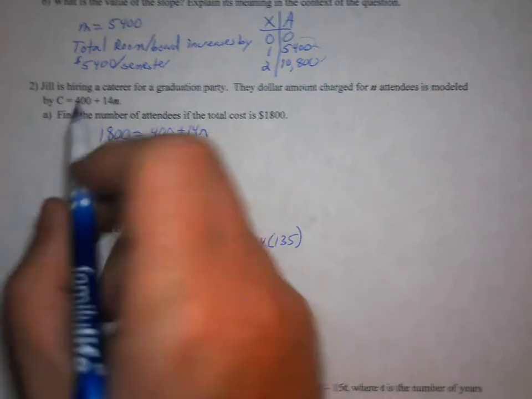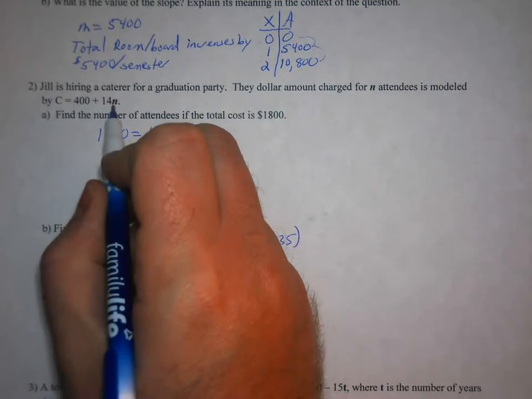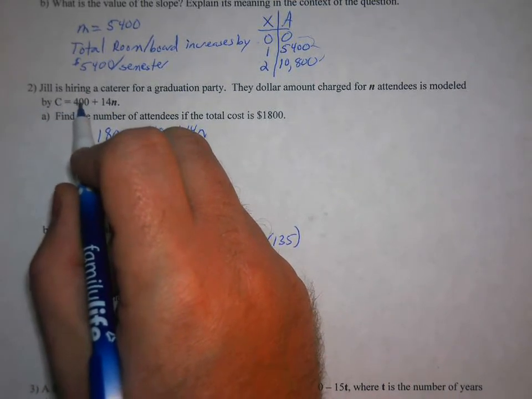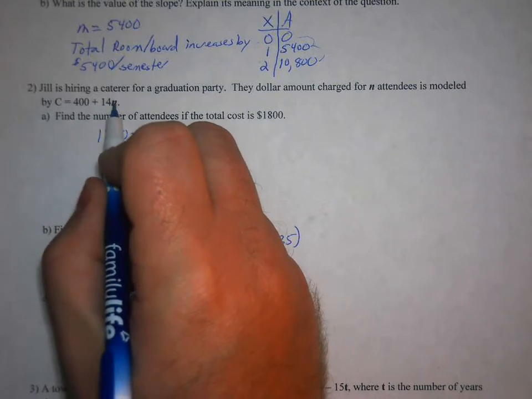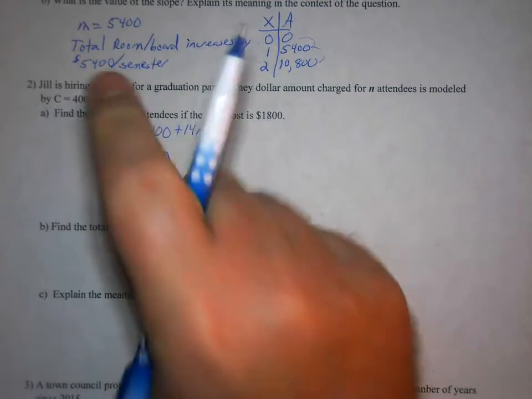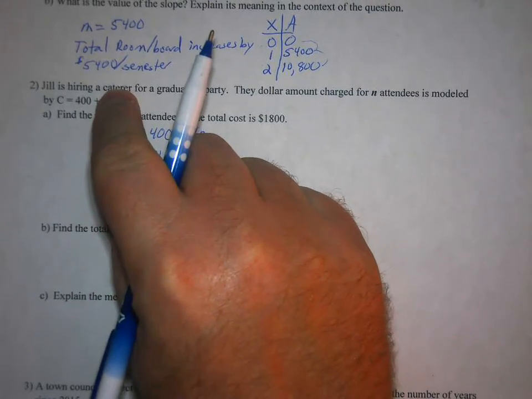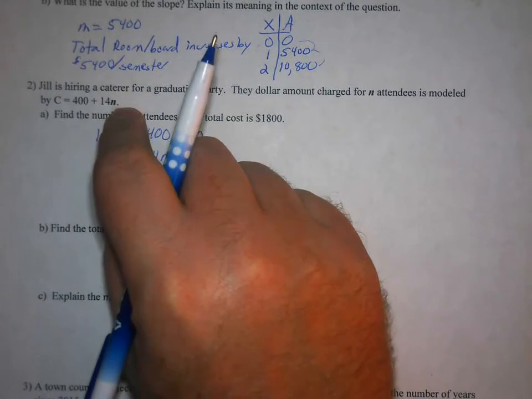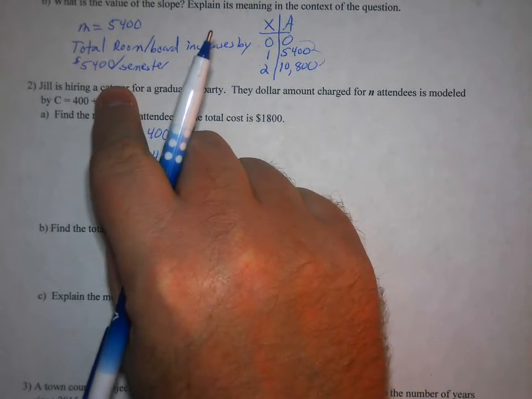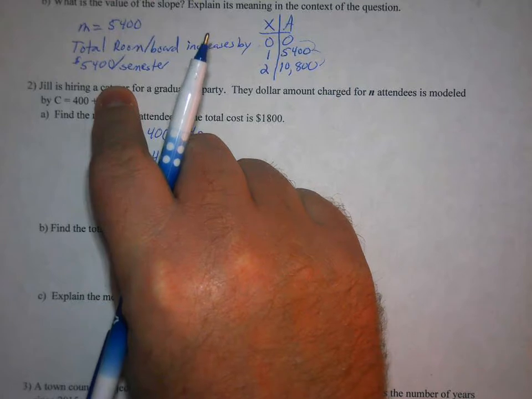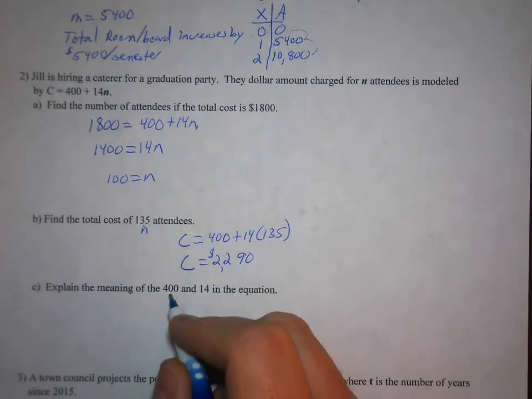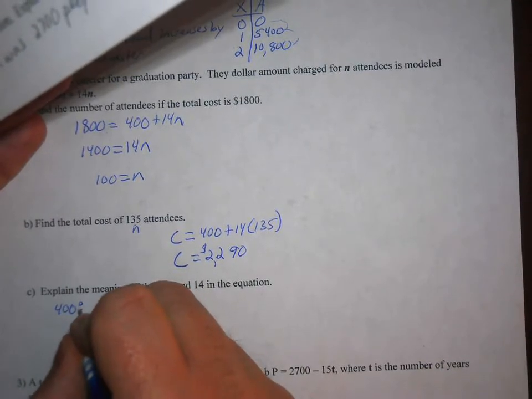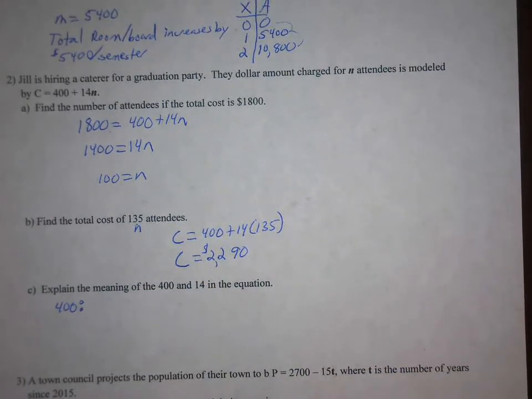Well, if we look at C equals 400 plus 14N, they're telling you the total cost starts at 400 and then adds $14 for every N. So if N was 0, basically meaning nobody showed up, it'd be pretty sad. But if nobody showed up, if N is 0, you'd have C equals 400 plus 0, so the cost will be 400. So the 400, that is just your starting value, which is the cost of nobody attending.